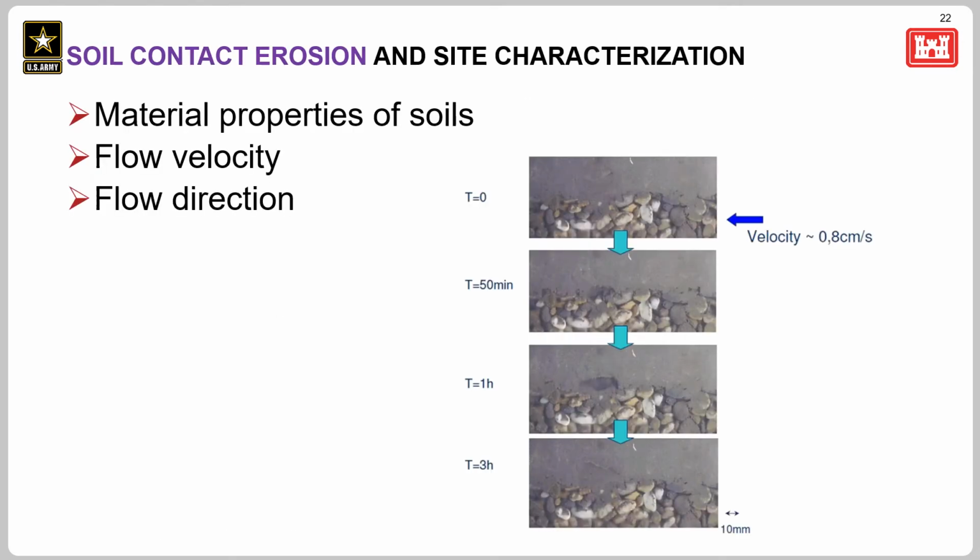So when characterizing a site to determine whether soil contact erosion could occur, we need to think about the materials that are at the site, how they're in contact with each other, what the material gradations are, and if that contact is continuous and what the orientation of that contact is, whether it's parallel to flow or not.